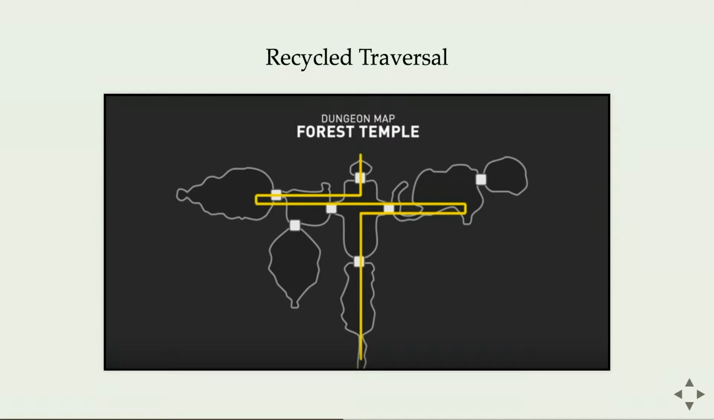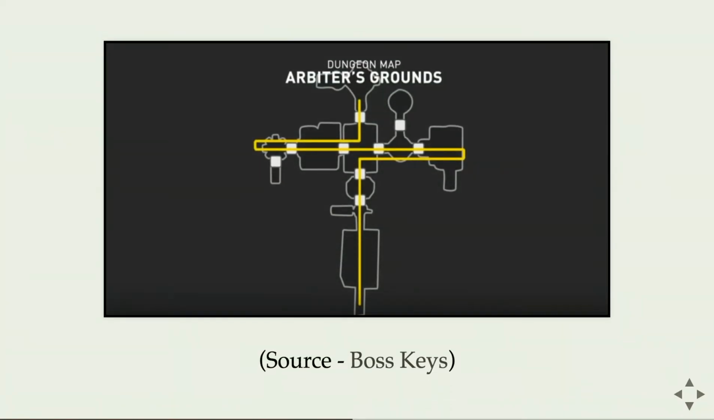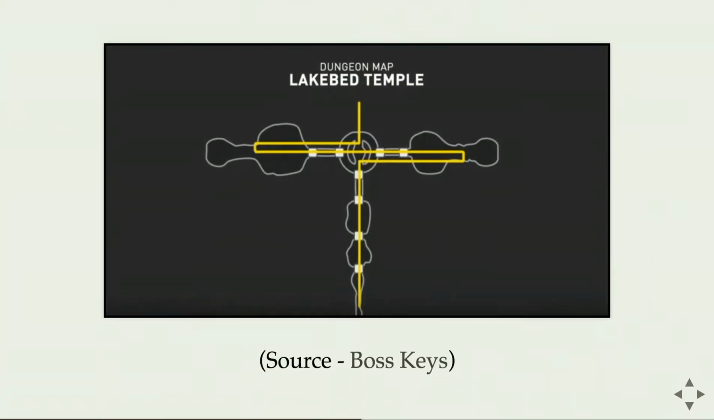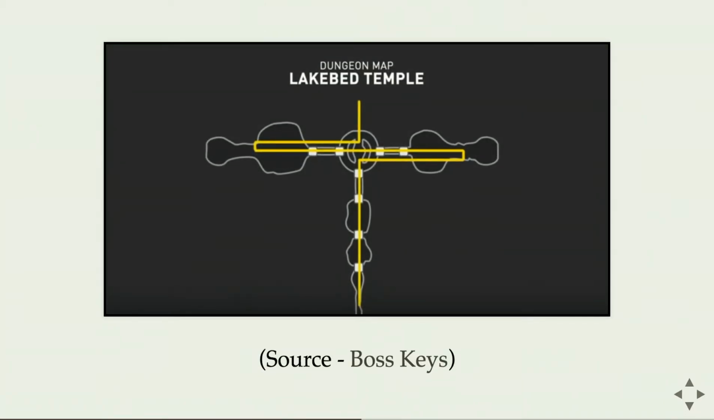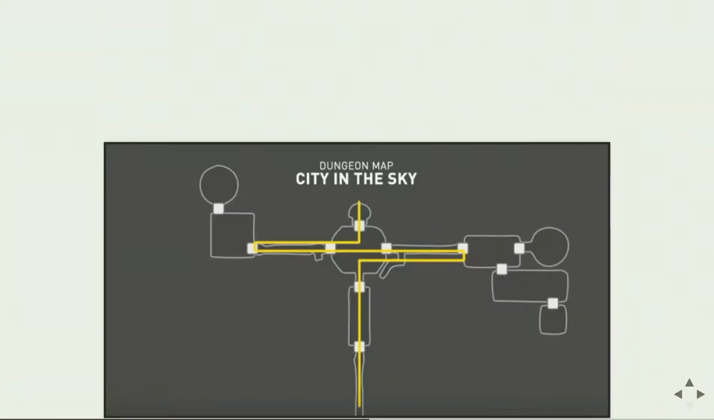And as it turns out, while there are a bunch of different dungeons with different dungeon mechanics and different layouts, the actual way that you traverse through all of the dungeons in this game is the same. So this is your general path through the Forest Temple. And then Arbiter's Grounds is actually the same thing. And the Lakebed Temple is a little bit different in that the boss is in the middle, but you still go through this exact same structure.